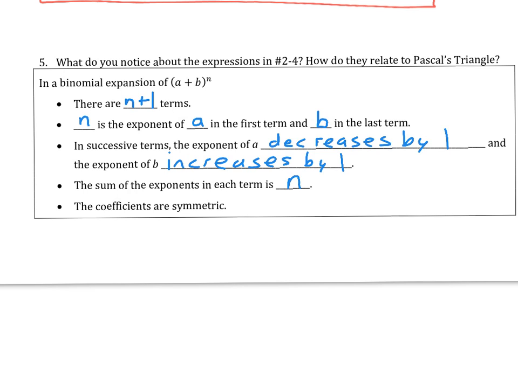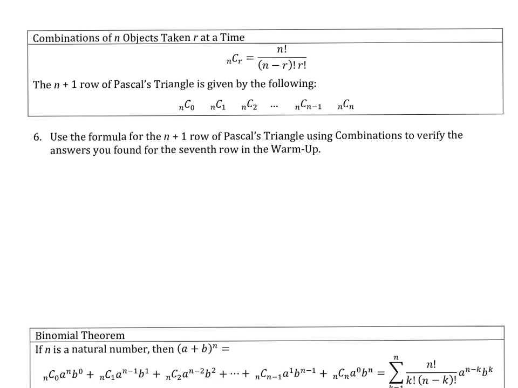When we were making Pascal's triangle, we also noticed that the coefficients were symmetric. So row 5 was 1, 5, 10, and then it ended with 10, 5, 1. The last row we found on the front for the warm-up was actually the 6th row if we consider the first row, row 0.